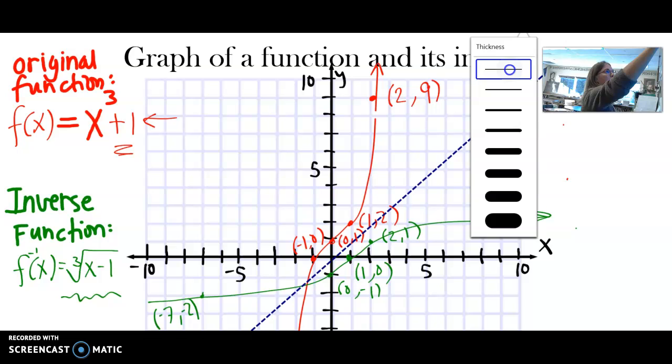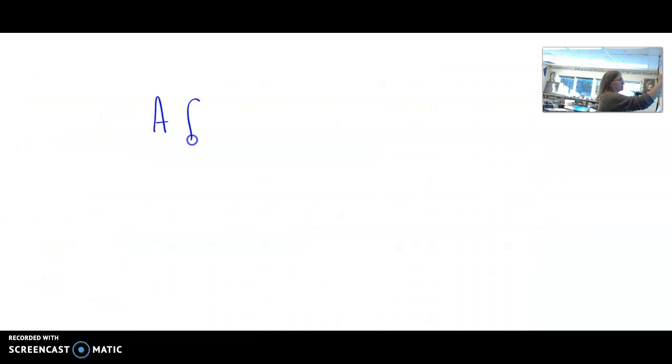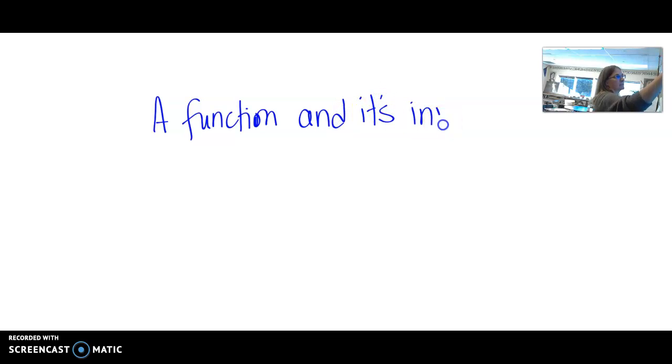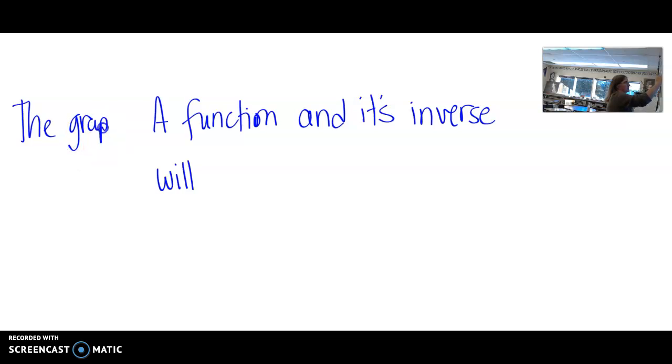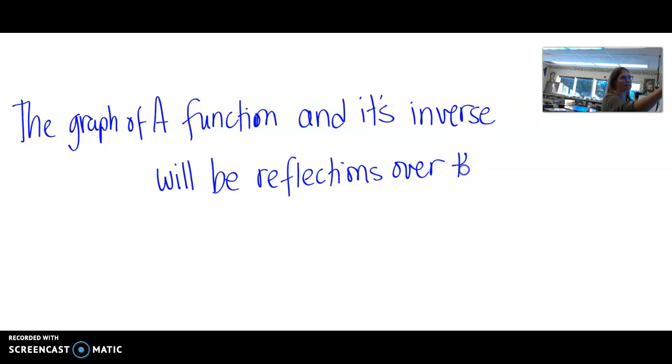Add this in your notes. I should have said the graph of a function and its inverse will be reflections over the line y equals x, which has a y-intercept of 0 and a slope of 1. So it's that diagonal line, like a 45-degree line.